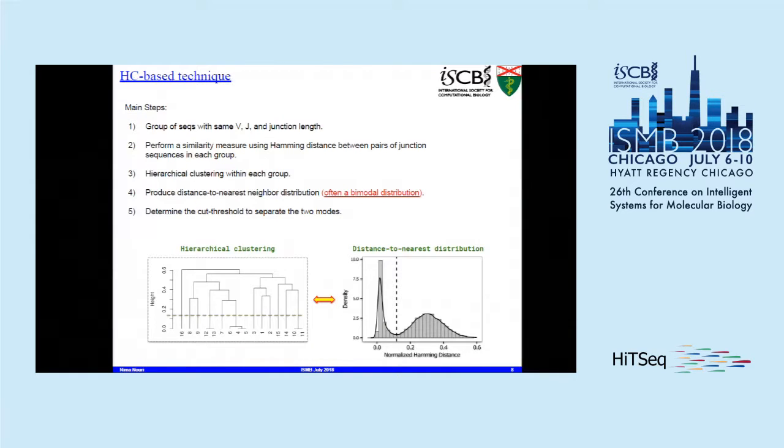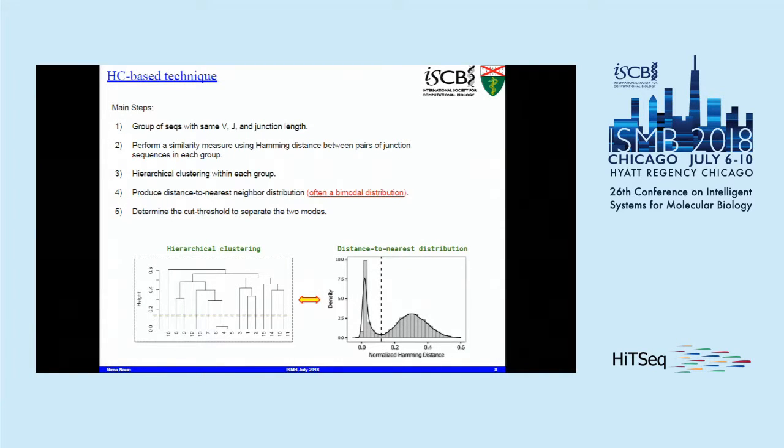Again, this process contains 5 main steps. The first step, as I said, we group them with the same V gene, J gene, and junction length, and then inside of each group, we perform a similarity measure using Hamming distance between the pairs of junction sequences in each group. The sequences have the same junction region length and have been aligned, so we just compute the Hamming distance to measure the similarity. And then we perform hierarchical clustering over all the sequences inside of each group, and we just need to find a threshold to cut the tree and find the clonal relationships between them. How we find this threshold is the challenge.